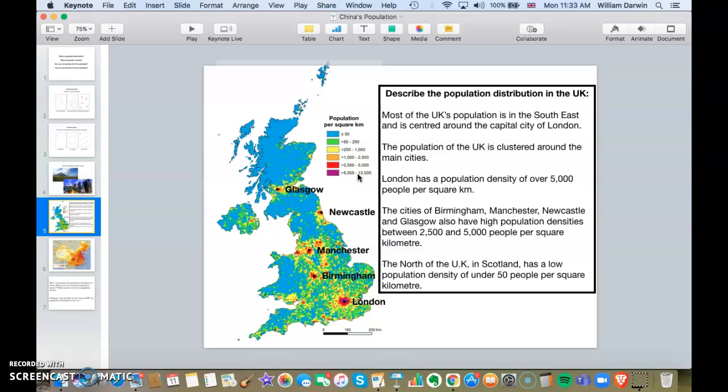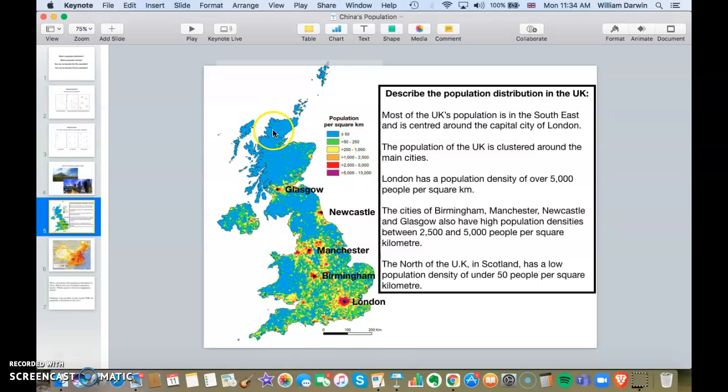So let's have a look then at some of the areas that have got a higher population density. We're looking for areas that have got this purple, and we can see immediately that London in particular has got a really high population density. It's got lots of purple down here, and that means that it's got a population density of between 5,000 and 13,000 per square kilometre. So in every square kilometre there's between 5,000 and 13,000 people. That's a lot of people living in a very small area.